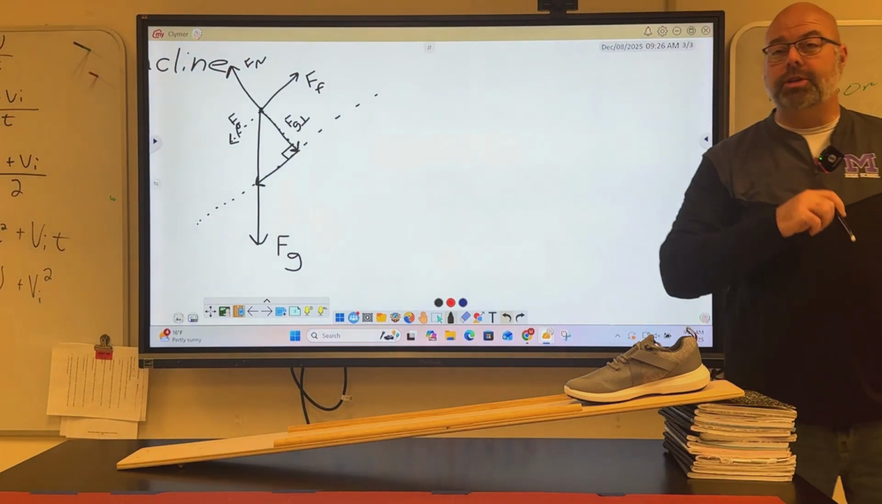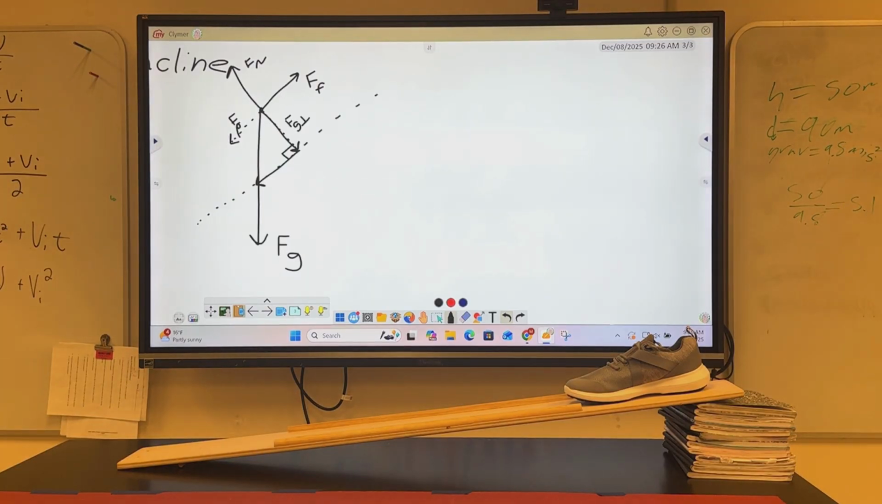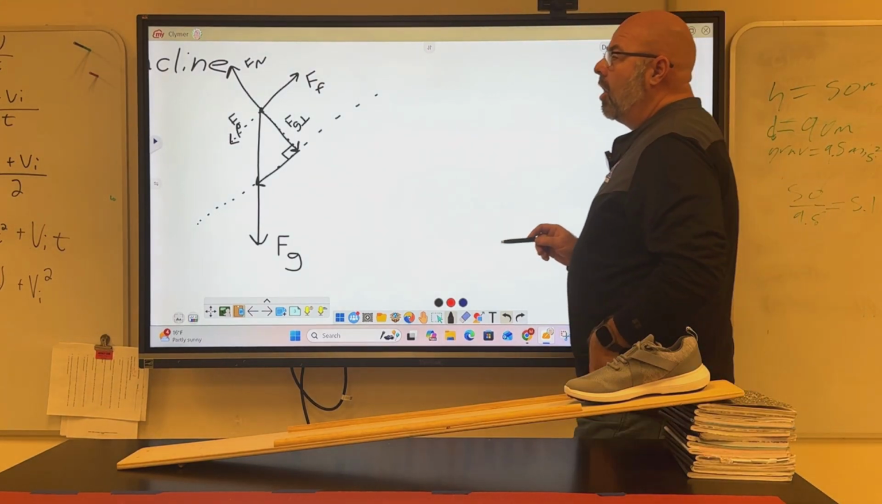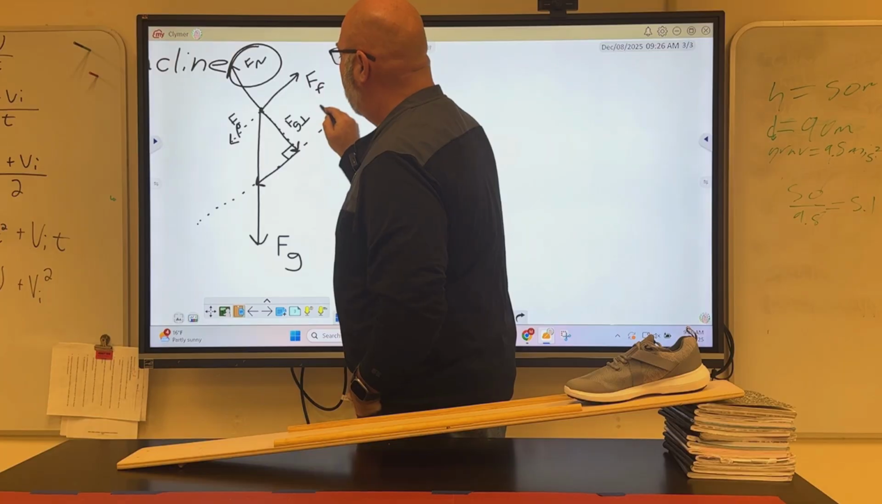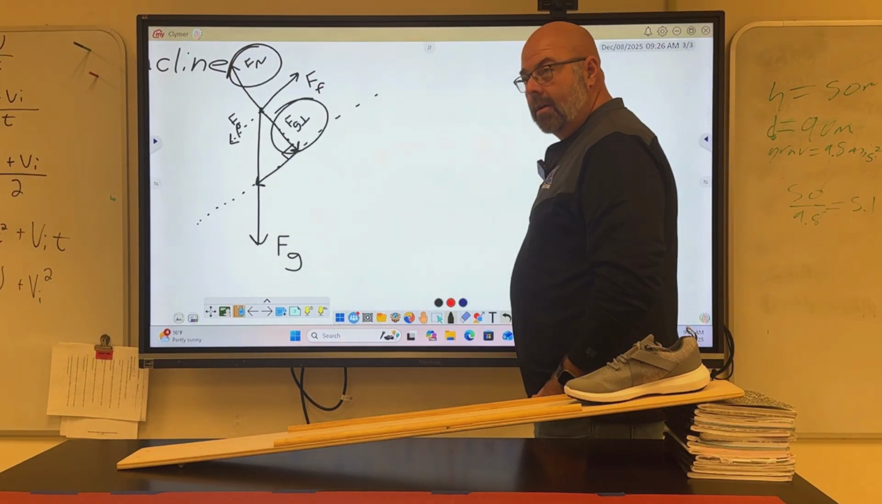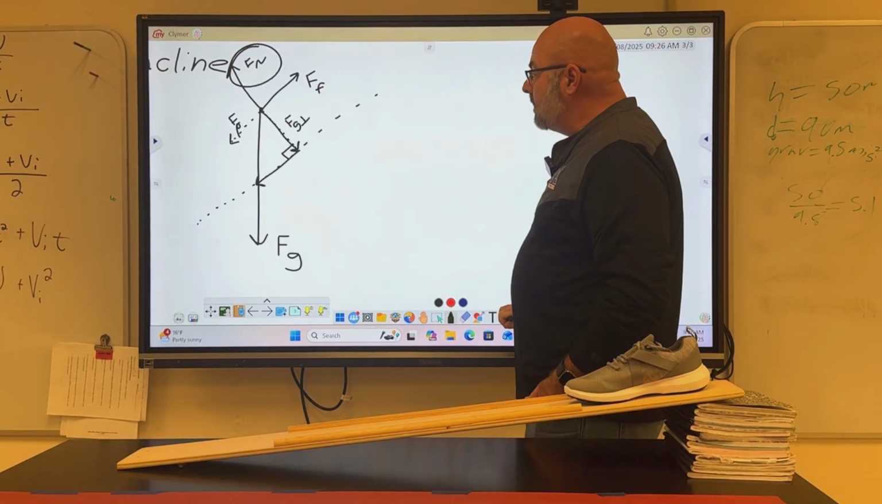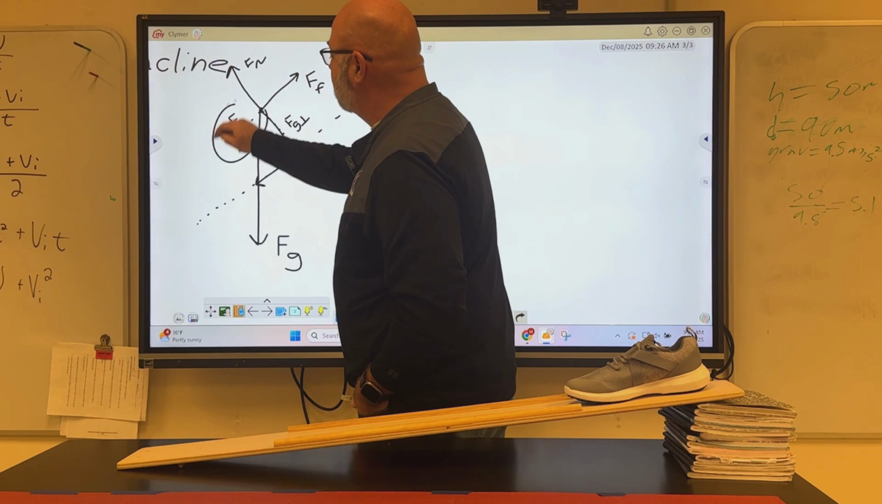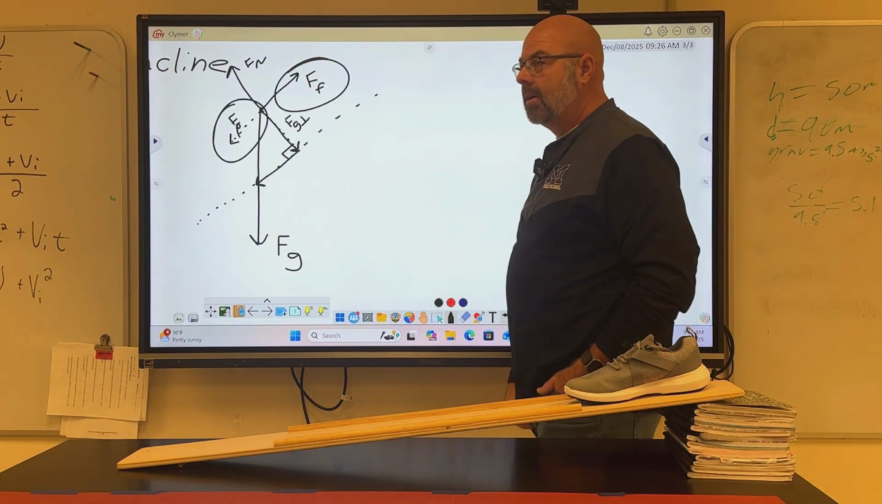That's a great question. What did we say about the sum total of the forces? The net forces on our shoe are going to be balanced. So, to answer your question, what is going to be true about this and this? They're going to be equal. What is going to be true about this and this?